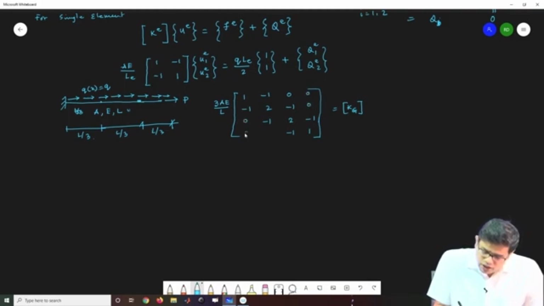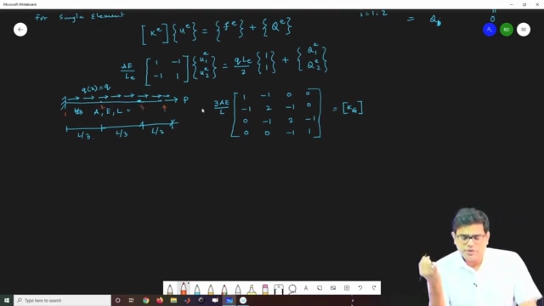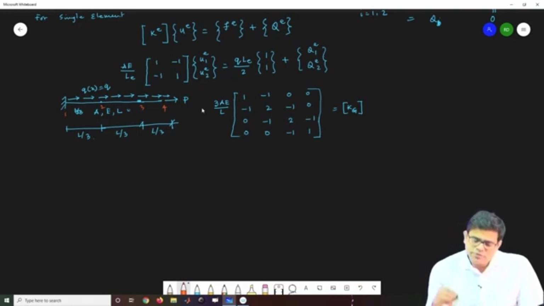Now you see there are 4 nodes, 1, 2, 3 and 4. So this is my stiffness matrix. I assembled it. Now this is my global stiffness matrix.